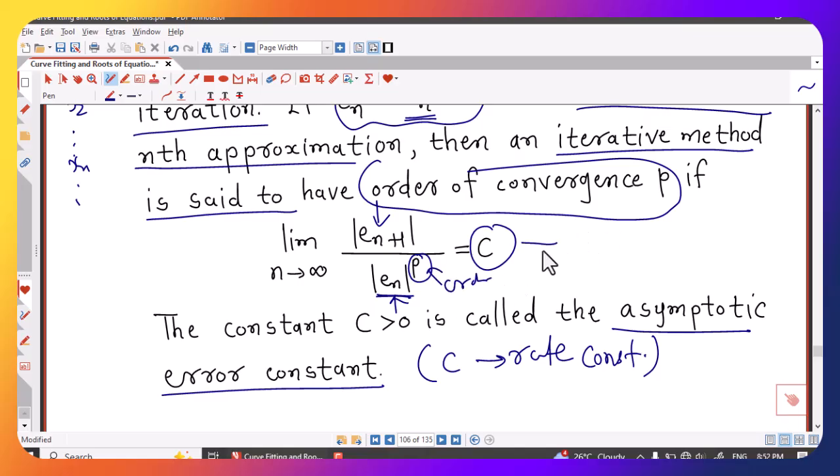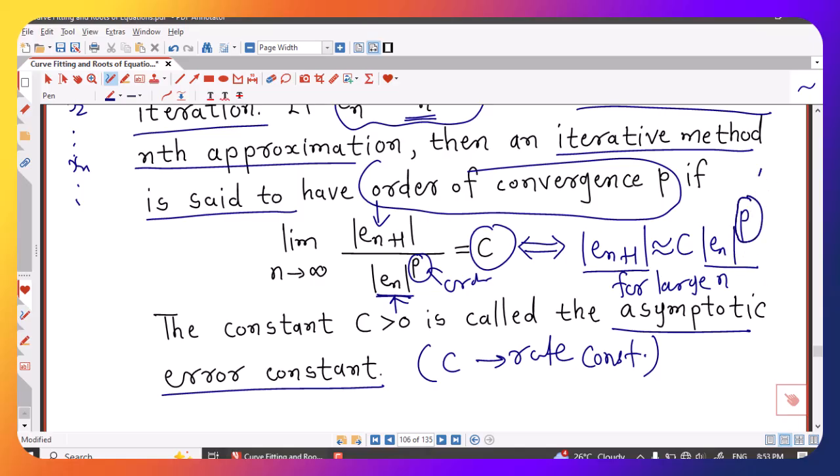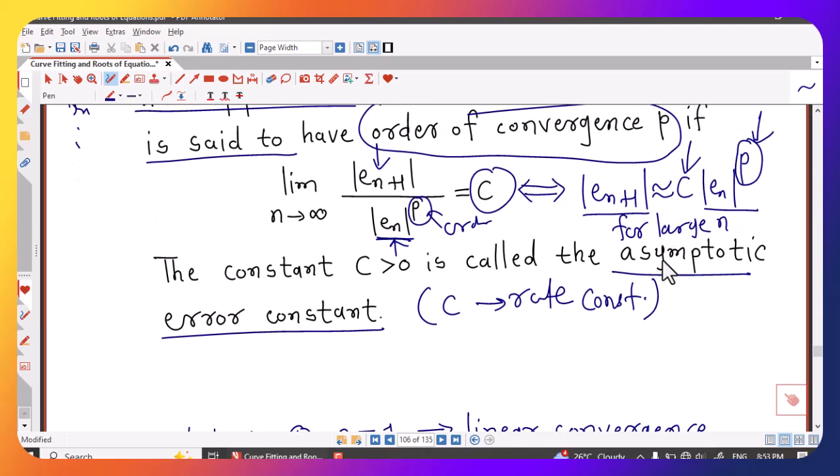We can equivalently rewrite this as the absolute value of e(n+1) is approximately equal to capital C times the absolute value of en raised to p for large n. n tending to infinity means that if we are increasing n, then for large values of n, the absolute value of the (n+1)th error is approximately equal to some positive constant times the pth power of the absolute value of en. Then this p is called the order of convergence and this c is called the asymptotic error constant or rate constant.